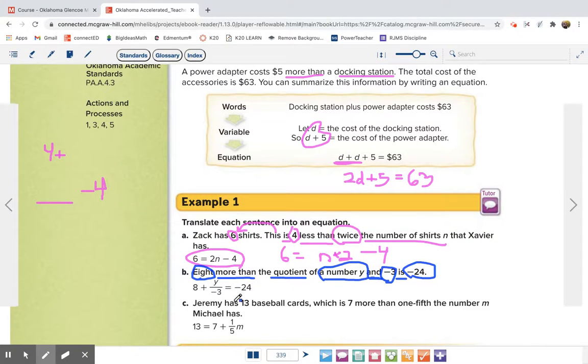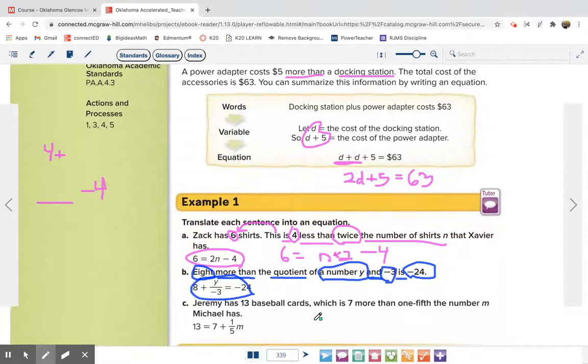So now let's go back and piece this together. 8 more than. We know that means 8 plus. Quotient means we're dividing. Y and negative 3. So y divided by negative 3 is negative 24. So equals negative 24. And then there is our equation. Okay, I'm going to do one more because I know these are not the easiest.